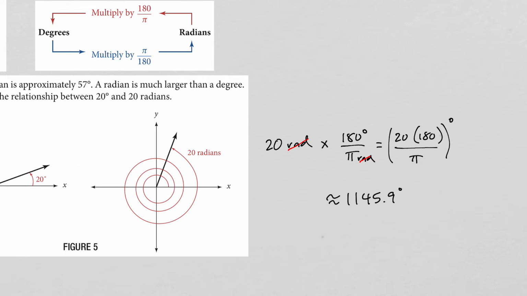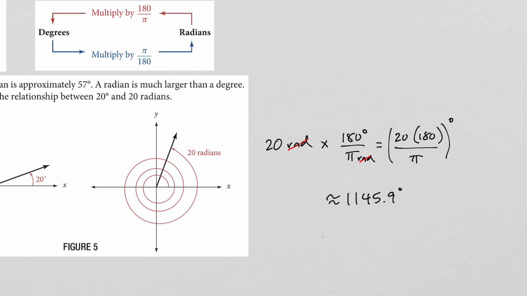Now, we know that one full rotation is 360 degrees. So when you go around once, that's 360. When you go around again, that's another 360, which is 720 degrees. And then when you go around again, you get 1,080 degrees. So 1,145.9 degrees is this angle right here. Okay, and that's equivalent to 20 radians.